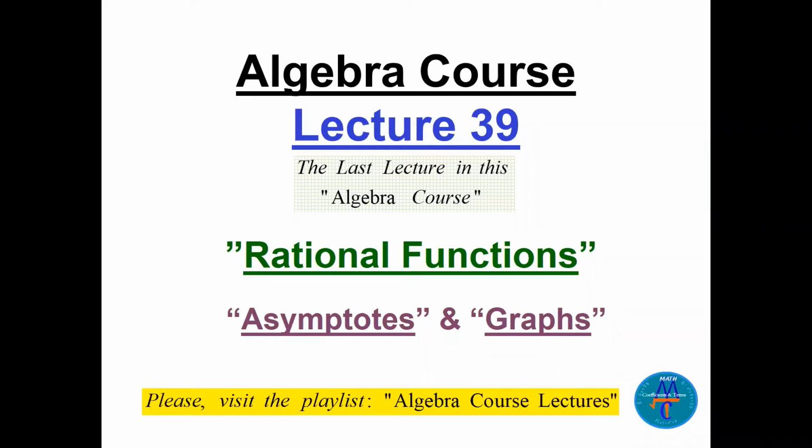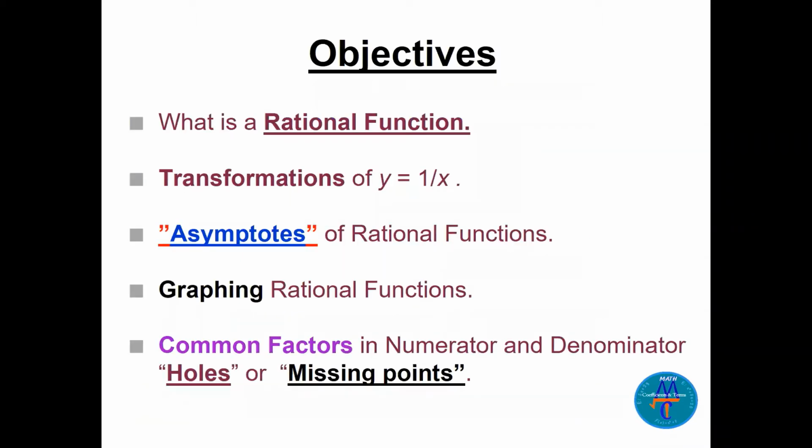This video is about lecture 39, the last lecture in the algebra course: rational functions, asymptotes, and graphs. Here are the objectives of this lecture. We will define the rational function, and we look at transformations, asymptotes, and the graphs.